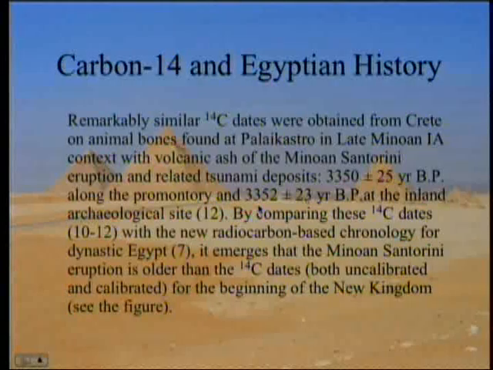Along the promontory, and 3352 plus or minus 23, which is also pretty close, at the inland archaeological site. By comparing these carbon-14 dates with the new radiocarbon-based chronology for dynastic Egypt, it emerges that the Minoan Santorini eruption is older than the carbon-14 dates, both calibrated and uncalibrated, for the beginning of the New Kingdom. And we're going to see the figure in just a minute. But what it's saying is that this actually erupted during the Second Intermediate Period, not during the New Kingdom.